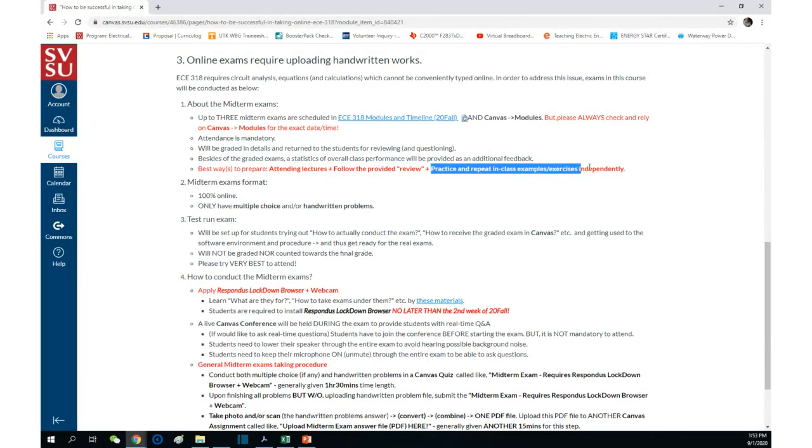Third thing is also, once again, independently practice and repeat in-class examples and exercises. You might wonder, how about the homework? Homework is also helpful, of course, but not as helpful as the in-class examples and exercises.